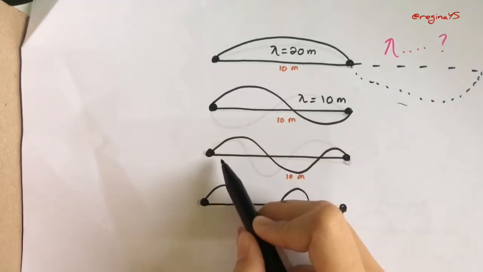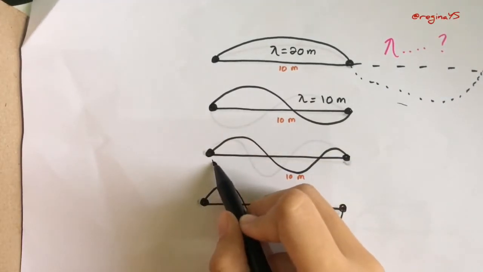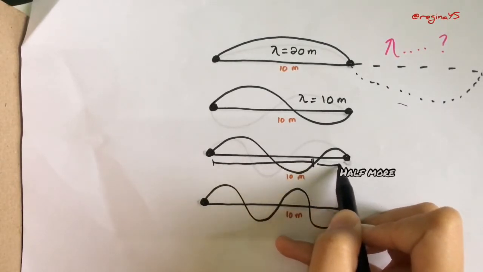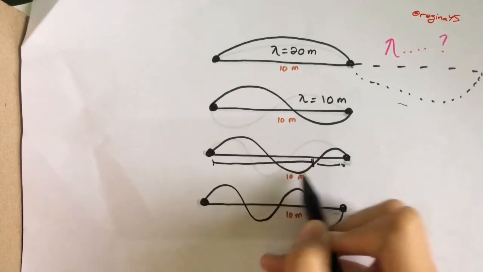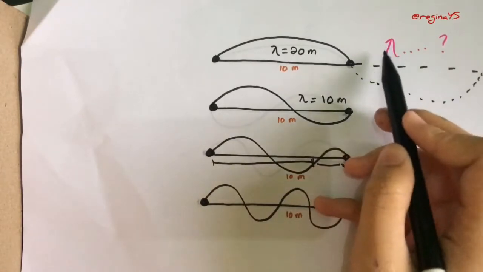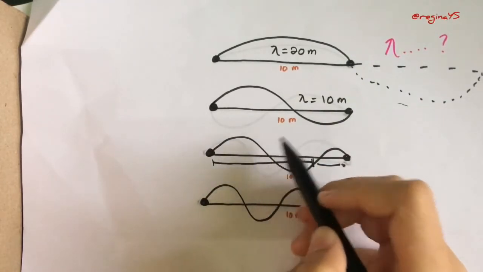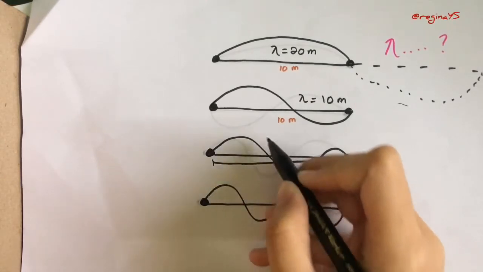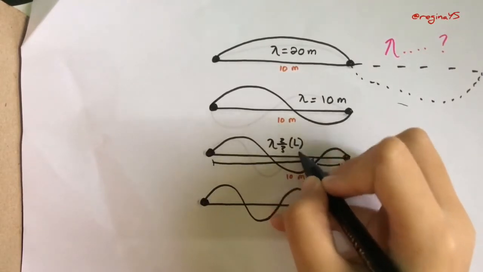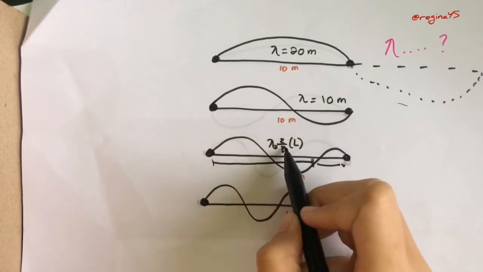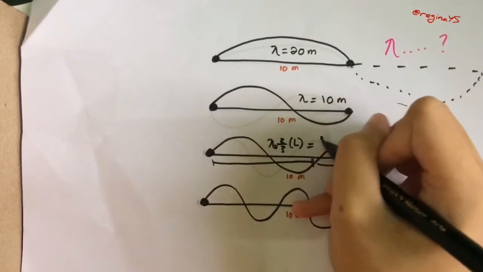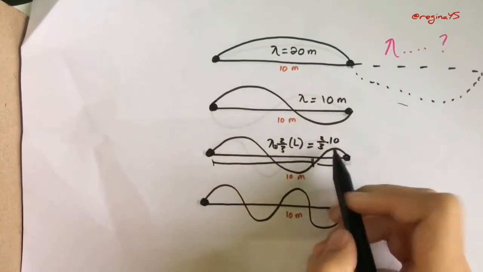Well, look at this. At the third one, we already have 1 lambda here, but it is added 1 more. So it will not make 1 lambda, right? But we only have to search how much is 1 lambda of this wave. The answer is, for this, the lambda will be 2/3 of the length. I'm going to write this. Okay, so lambda is equal to 2/3 of the length, 2/3 times 10, just like this.